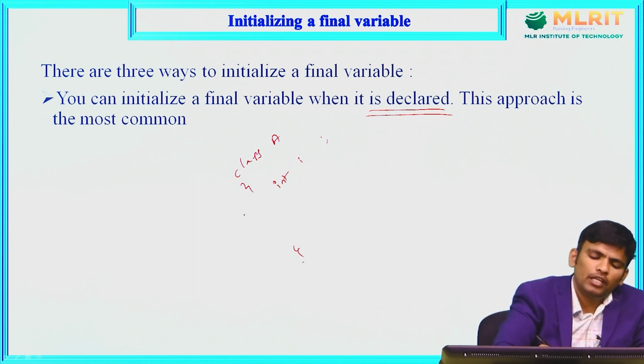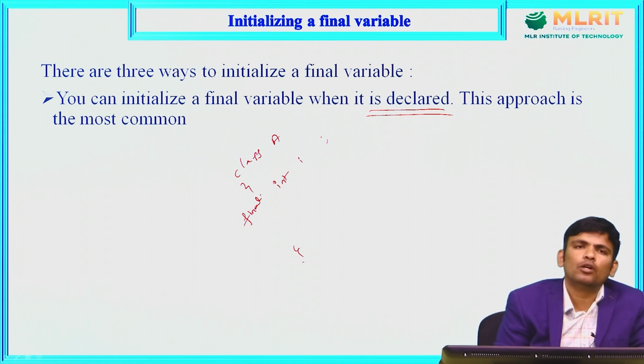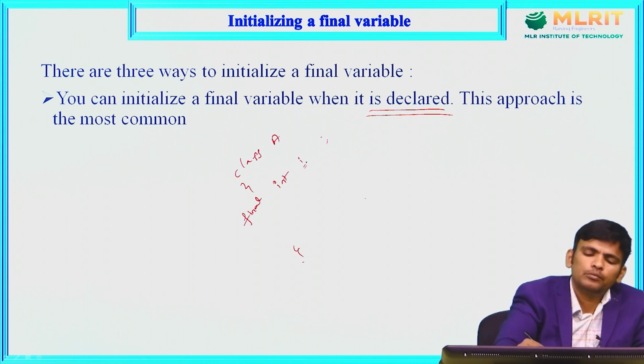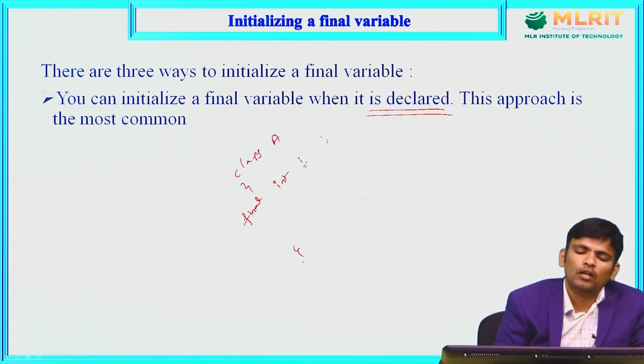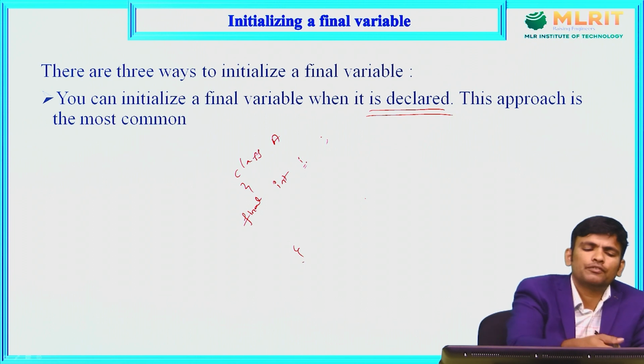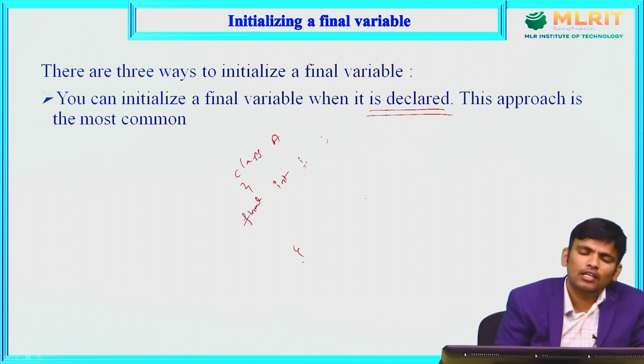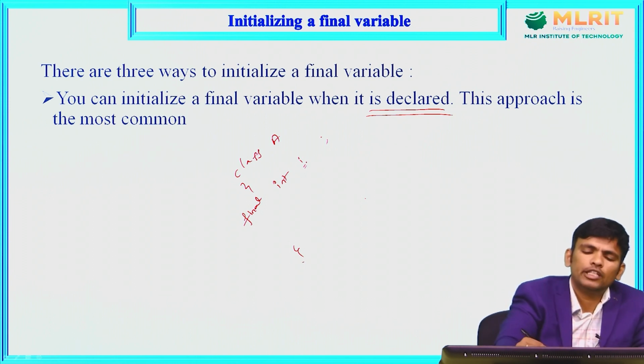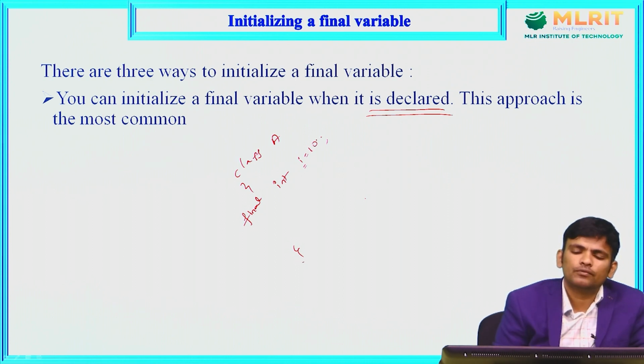But if you declare this variable with the final keyword, now this i becomes a final variable. In such cases, initialization is mandatory. So what is the first common approach? While declaring your variable itself, you need to initialize it. This is the first approach. So here I am initializing the i value with 10.